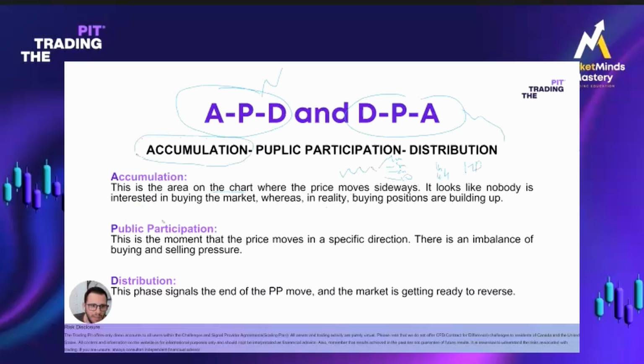Then the public participation phase is when the imbalance of buying and selling pressure is obvious. It's when the market takes over and we see impulse candles that move upwards and upwards, and the market gets stronger and stronger. So if you check any time frame, you're going to find a moment on the chart where there are strong bullish candles. We are talking about the APD phase.